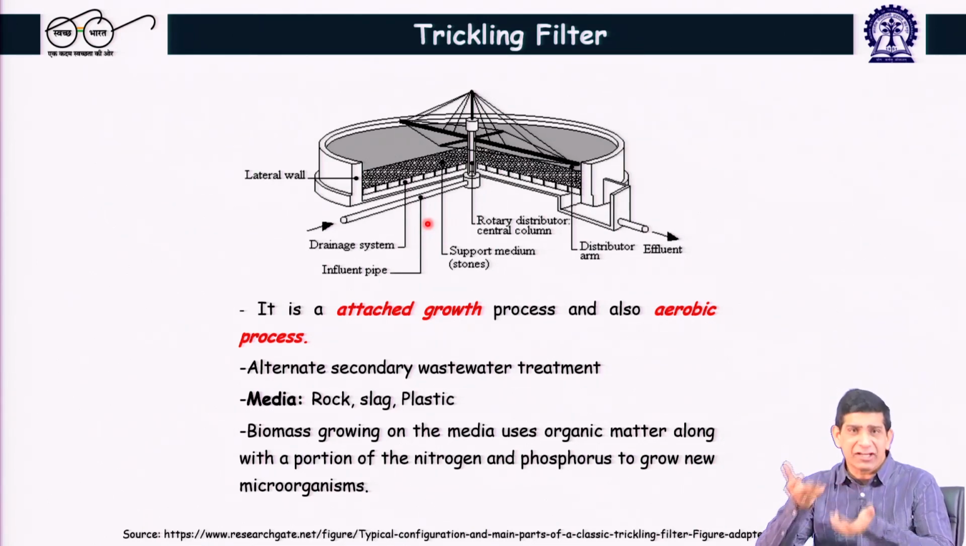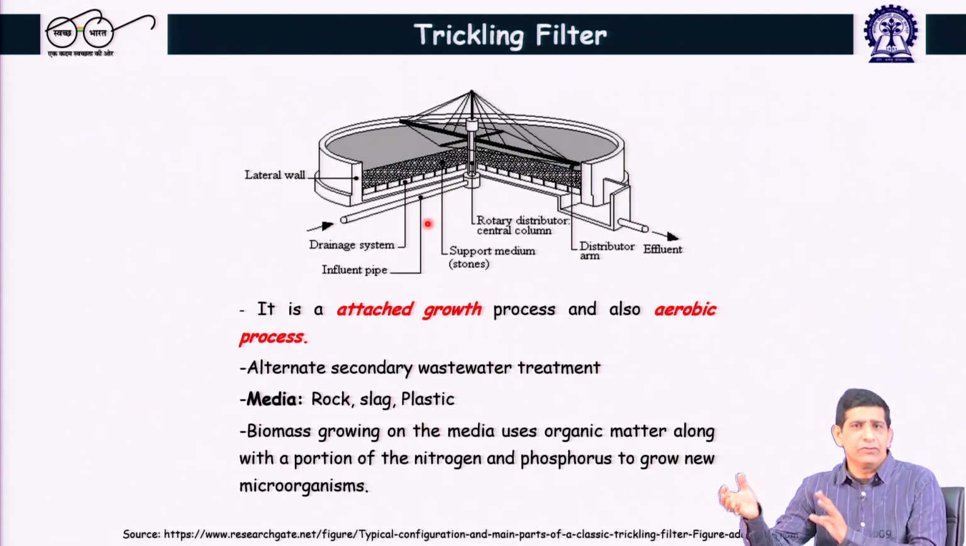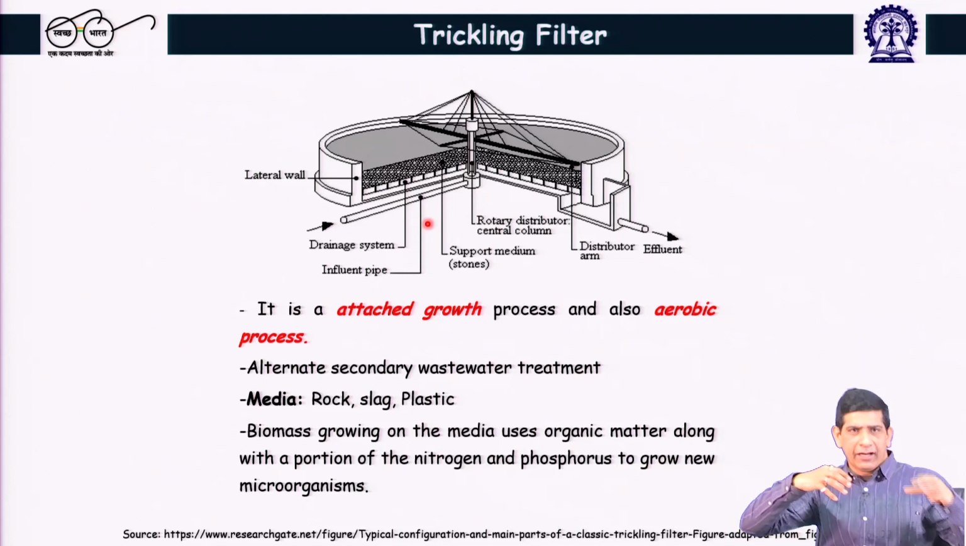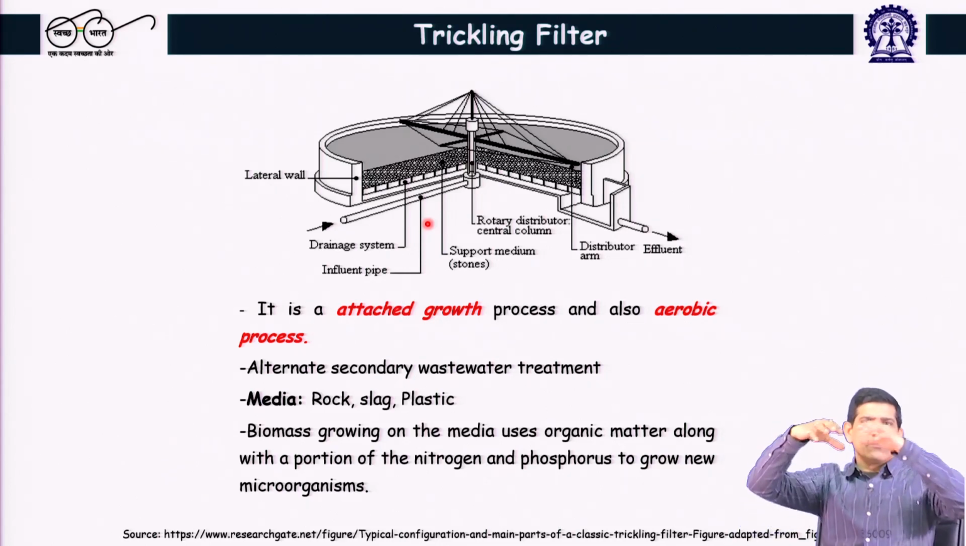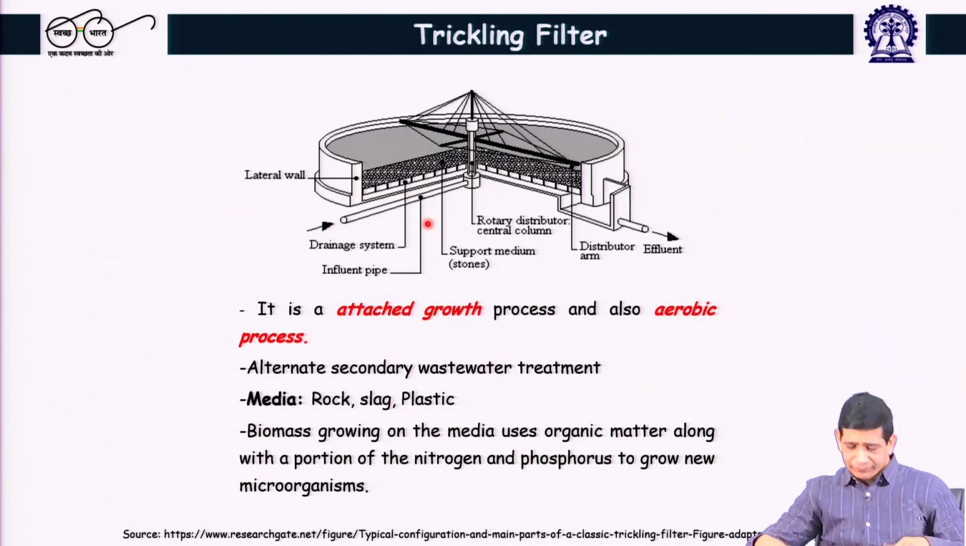So it's an attached growth process, whereas the aeration tank is a suspended growth process. Attached means the microbes are on the media, either rock, slag, plastic, or whatever material you use, and water is flowing through that media. Whereas in the aeration tank, microbes are floating around, the organic matter is also floating around, and the microbes keep on eating it. So that's the major difference. Biomass growing on the media uses organic matter along with a portion of nitrogen and phosphorus to grow new microorganisms. So that's what happens.